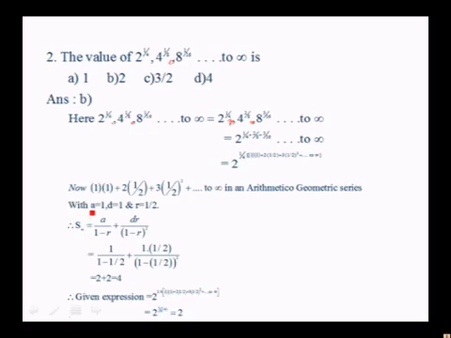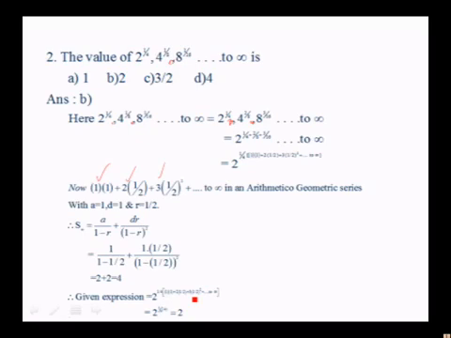So a is 1 and r is half actually. So if you substitute that in the S infinity formula, 1 over 1 minus half plus 1 into half over 1 minus half square, that is 2 plus 2. The first one, if you simplify, you get 2. This is also 2, so 4. So the given expression is 2 to the power of 1 by 4 into 4. That's equal to 2. So the answer is 2, the second option.